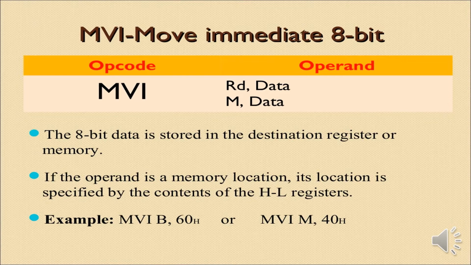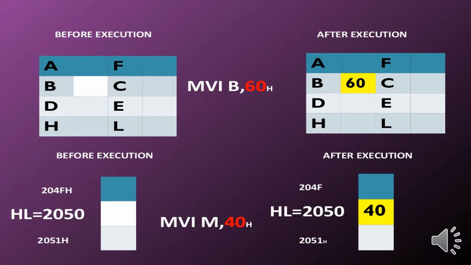So the operation is 8-bit data, and 8-bit is nothing but a byte, 1 byte. So 1 byte of data is directly transferred into a destination memory or the register. Here is an example, of MOV B, 60h and MOV M, 40h.